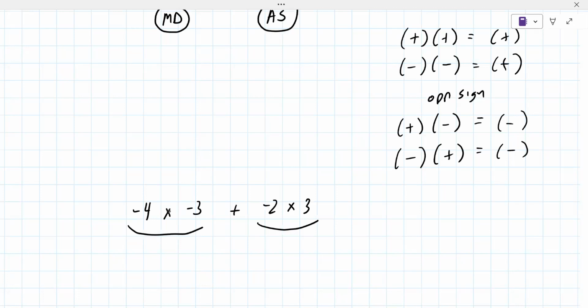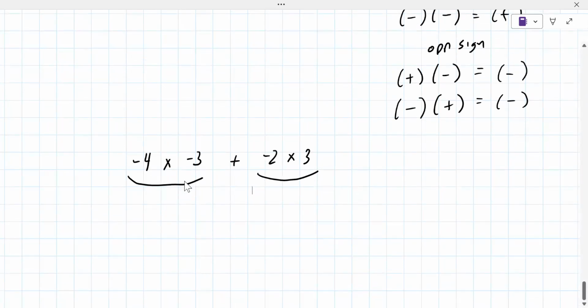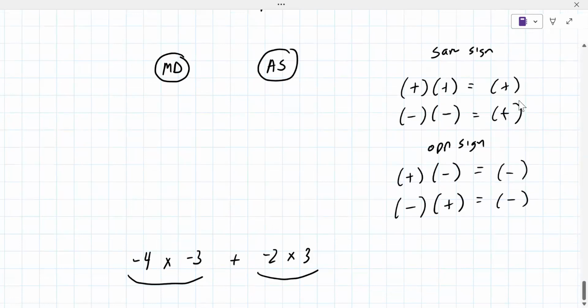Is -2 times 3 a negative or a positive? Let's look at our rules here. If they're opposite in sign, one negative and one positive, the answer is negative. Okay, -18. Is that your final answer? What do you get for -4 times -3? -12. But they're both negative, so what does the answer become? Oh, positive 12.